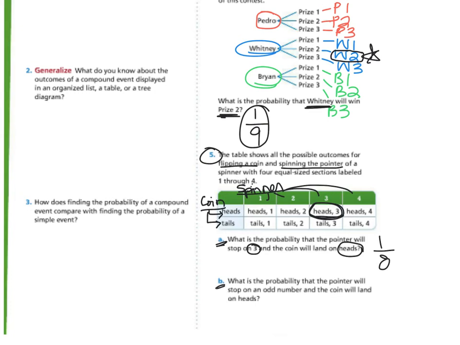B, what is the probability that the pointer will stop on an odd number and the coin will land on heads? So this time we have to be a little bit more creative. The odd number means that the number is either a 1 or a 3. And heads means that it's a heads, not a tails. So when I look at my diagram here, my chart, I have heads with 1 and I have heads with 3. So there are actually 2 options where it is an odd number and heads out of the 8 possible outcomes, which is the same as 1 out of 4.